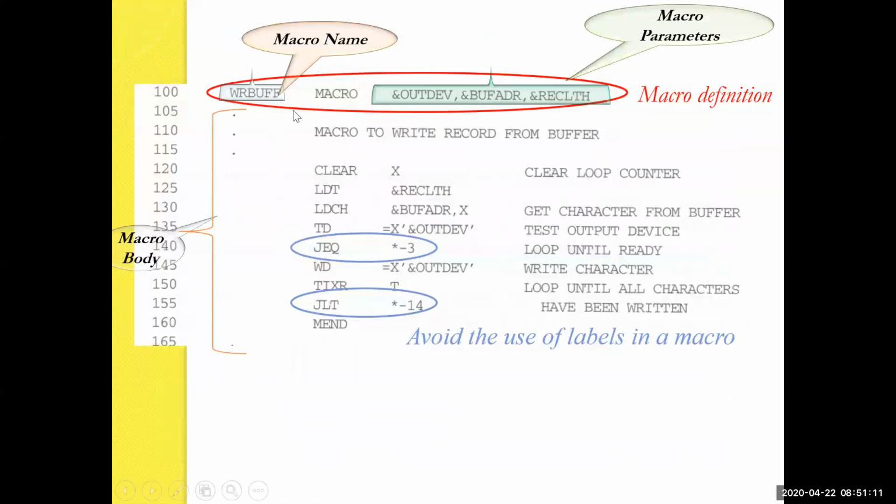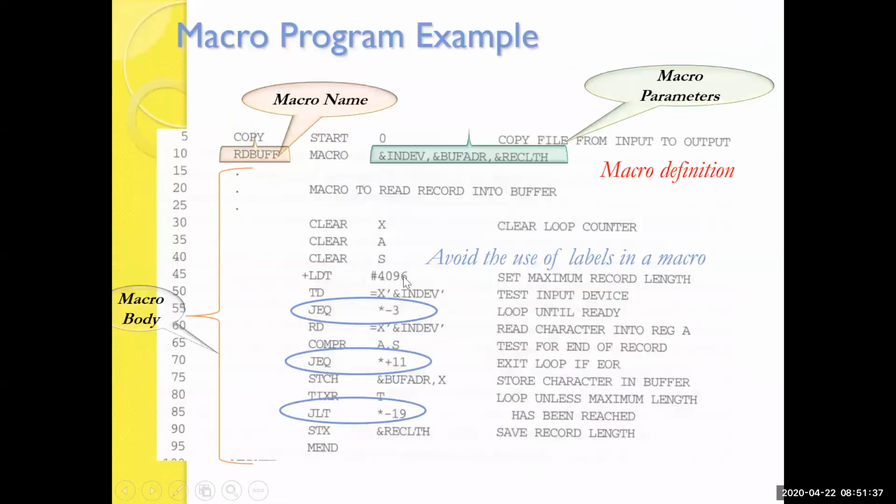Following this, we have another macro defined, namely WRBUFF. The function is to write the records from the buffer into an output device. So the name of the macro is WRBUFF, and the parameters are the output device address, the buffer address from where the records have to be read, and the record length, the length of the record that has to be written to the output device. So please note, here we have used relative addressing to avoid the use of labels in the body of the macro. So JEQ star minus 3 branches to the location where the instruction TD is placed.